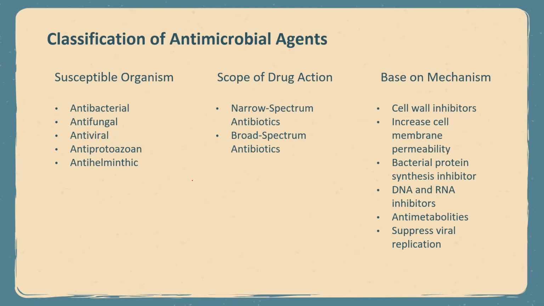We also have the scope of drug action. It can be the narrow spectrum antibiotics and the broad spectrum antibiotics. What do we mean by narrow spectrum? These are agents that can act against few species of microorganism. Meaning, specific, only for that microorganism. When we say broad, from the word itself, it has a wide variety of actions, a wide variety of microorganisms that it can target. Okay?